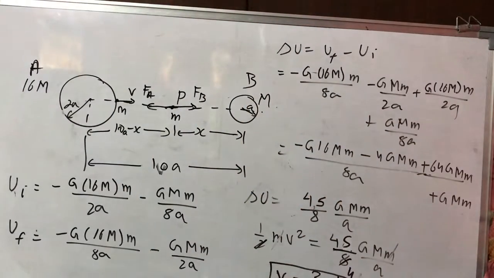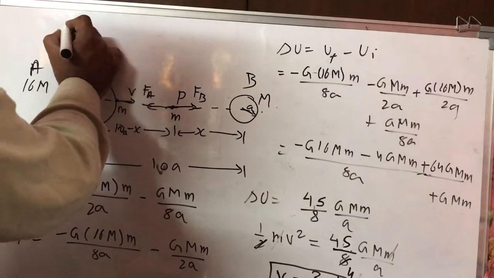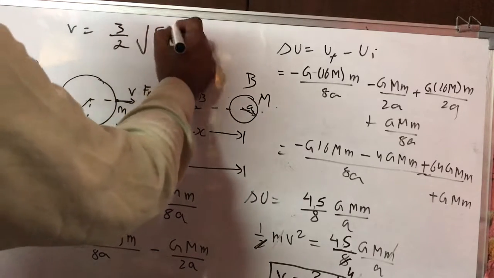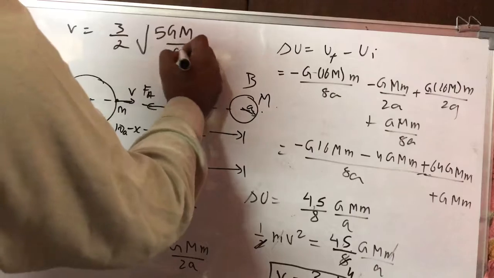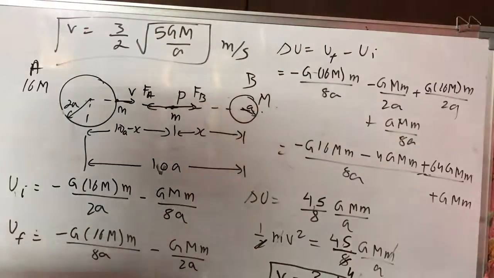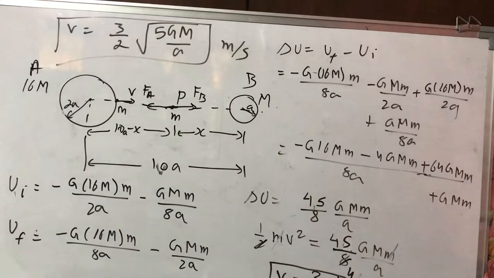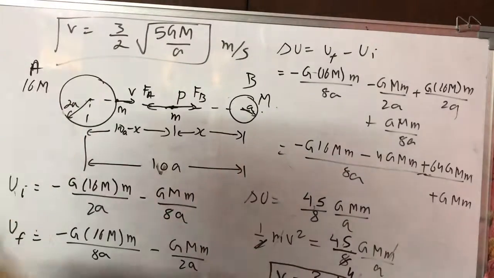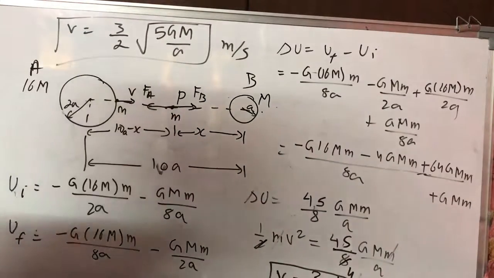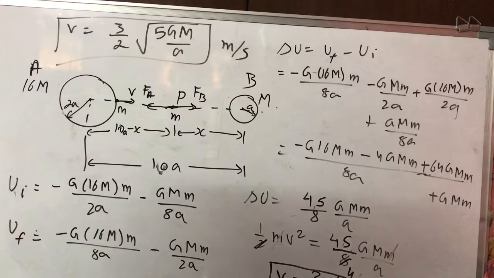Okay, it has gone a bit below the calculation, so I'm going to write it here. So V will be equal to 3 by 2 under root 5 GM by a meter per second, because it's under root 45, 5 9s are 45. So 9 goes out of the square root and comes out as 3. So this is our answer to this problem. You can see this was a 3 marks question, I think, and was quite challenging for a school examination.